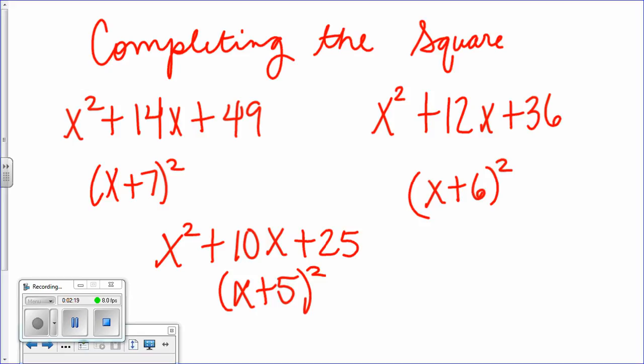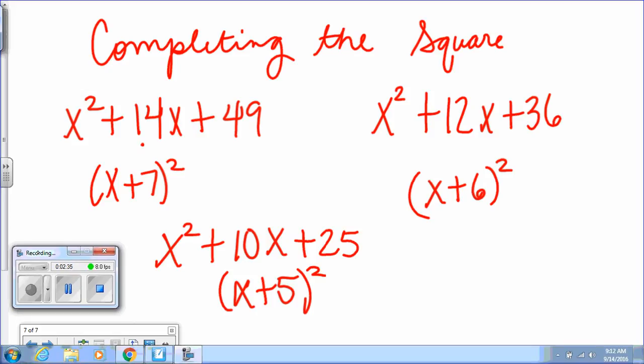Half of B is 7, and 7 squared is 49. Half of B is 6, and 6 squared is 36. Half of B is 5, and 5 squared is 25. I can go home now. That's it. You're done. You figured it out.